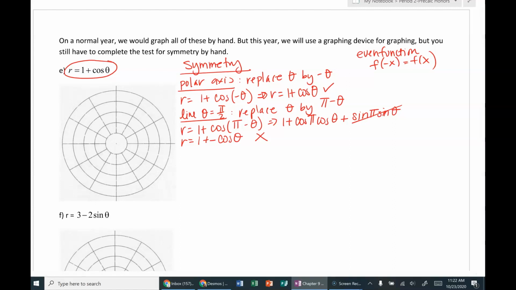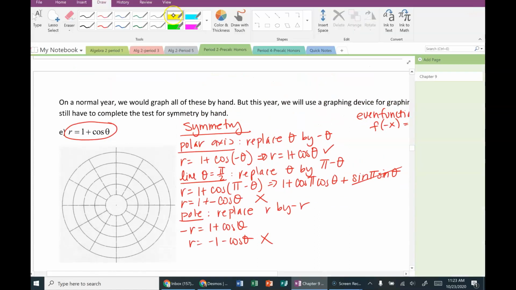Last one is respect to the pole. So pole, we will just use the quick one, replace r by negative r. So negative r equals 1 plus cosine of theta, and as you can see, it's definitely not exactly the same, so that is also X. So right now I'm going to highlight one symmetry, and again, sometimes there will be all 3. So one symmetry would be polar axis. So that's the only symmetry.